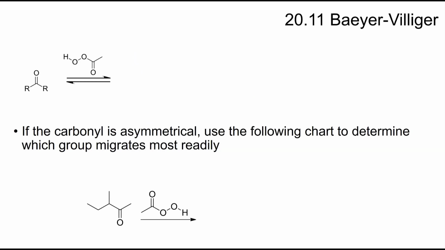Another reaction that you can do with a carbonyl is a Baeyer-Villiger, which makes an ester using peroxide. See, electrons from here attack the carbonyl.